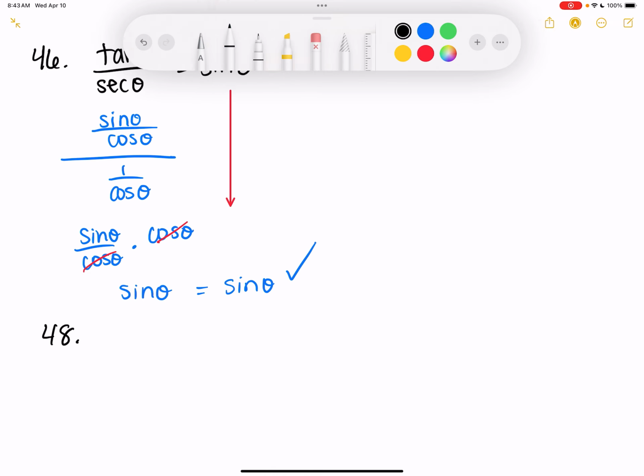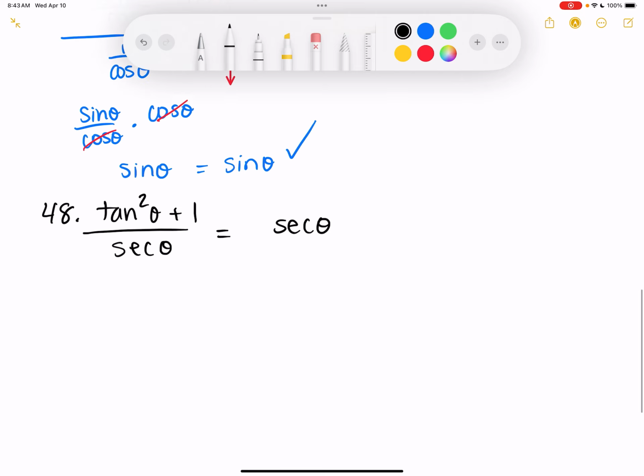48. They really like alpha in these problems, but I'm just changing them all. Tangent squared theta plus 1 over secant of theta is equal to secant of theta. So I'm going to put my arrow here so I don't touch this side. Now I need to look at stuff on the left that I could potentially rewrite. On the top, I see a squared term and a 1, so I'm thinking maybe a Pythagorean identity. Is that one that we have? Secant squared theta. Yep, so that's equal to secant squared theta.